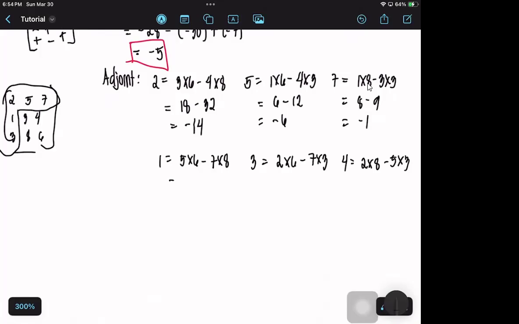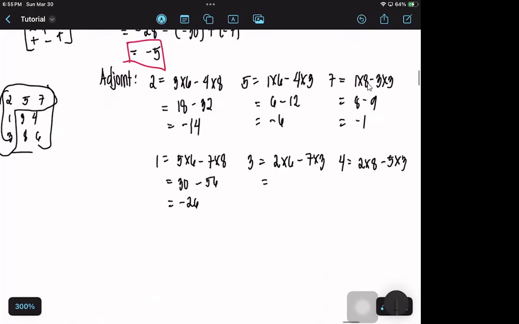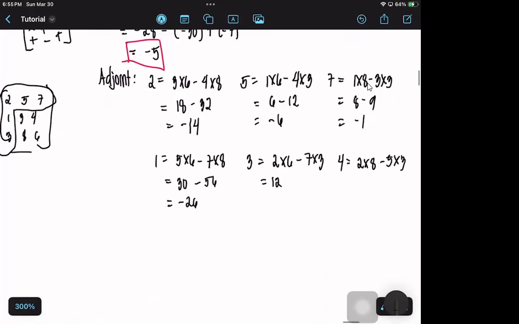So calculating it, it will become 30 minus 7 times 8, that is absolutely 56. Then calculating 30 minus 56, that is negative 26. Then 2 times 6 will become 12, minus 7 times 3 will become 21. 12 minus 21 equates to negative 9. Then for this one, it will become 16 minus 15 equals negative 1.